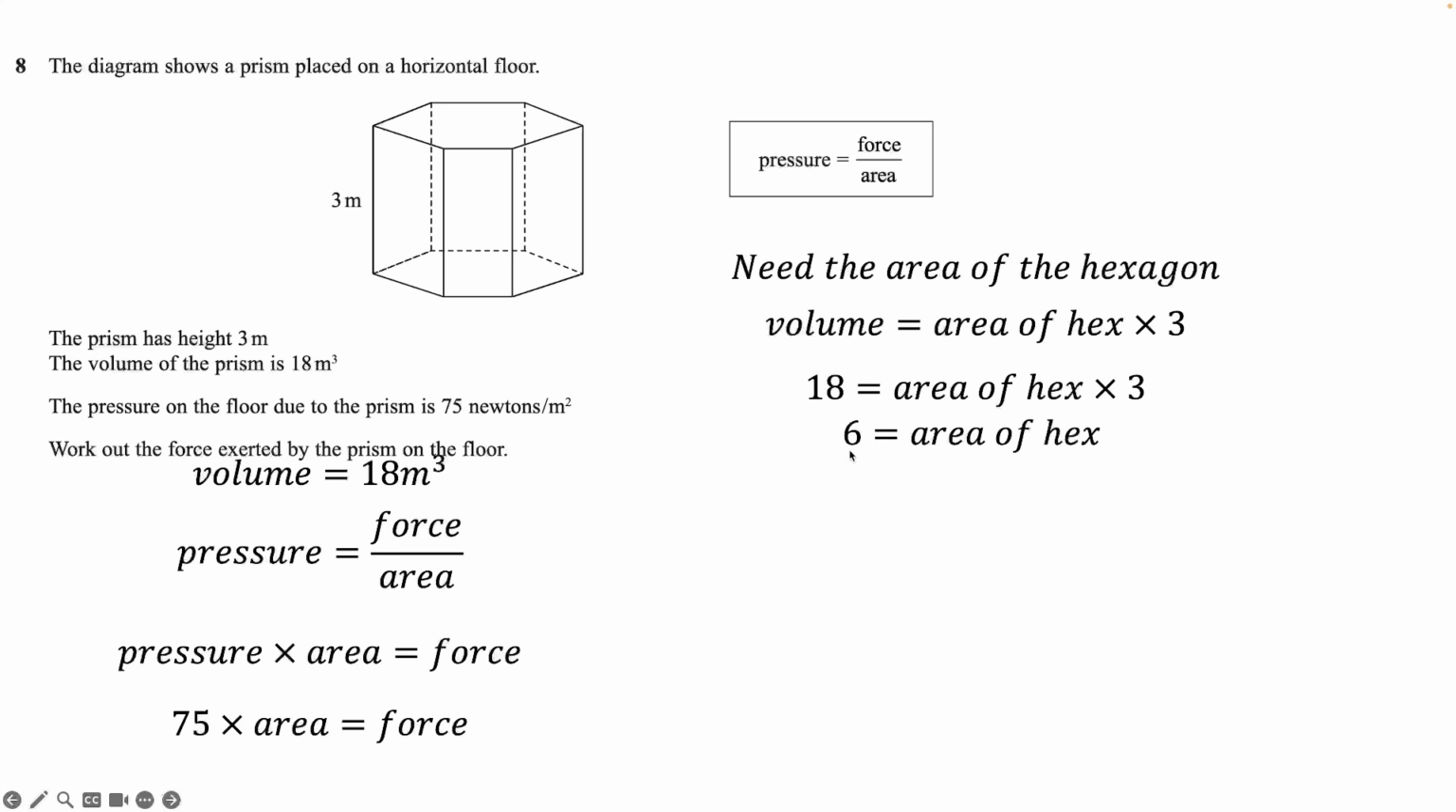So now we have 6 as the area, we have the pressure, we can put this 6 into here to get 75 times 6 equals the force. You can do column multiplication, but I just did that, well, 7 times 6 is 42, so 70 times 6 is 420, and 5 times 6 is 30, and together you get 450 newtons.